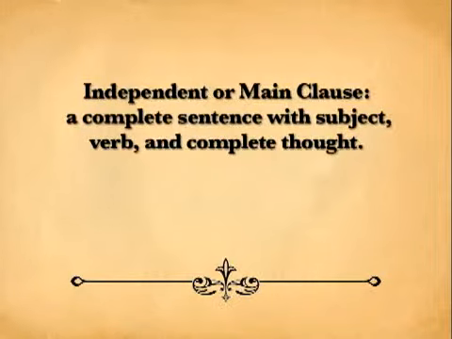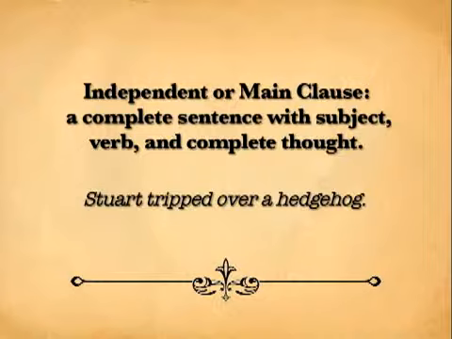An independent clause or a main clause, again, is a complete sentence. It has a subject, it has a verb, and it also makes a complete thought. "Stuart tripped over a hedgehog." So Stuart is our subject, tripped is our verb. We know who Stuart is and what he did.